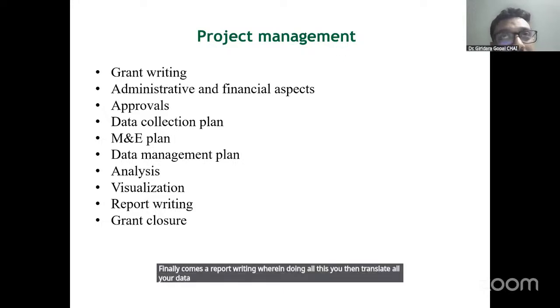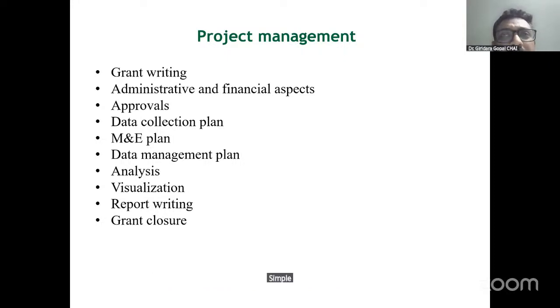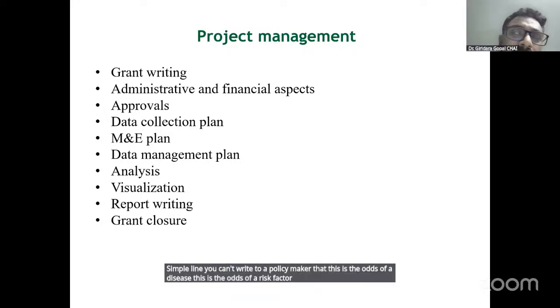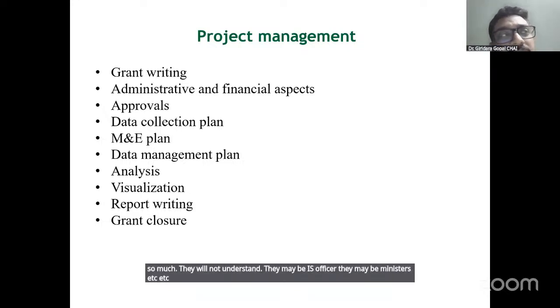Finally comes the report writing, wherein after doing all this, you translate all your data findings into meaningful, interpretable data. Simply put, you can't tell a policy maker this is the odds of a disease, this is the odds of a risk factor, the relative risk of air pollution is so much. They will not understand. They may be IAS officers, they may be ministers. You tell them prevalence, incidence density, and all these technical terms, they will not understand.